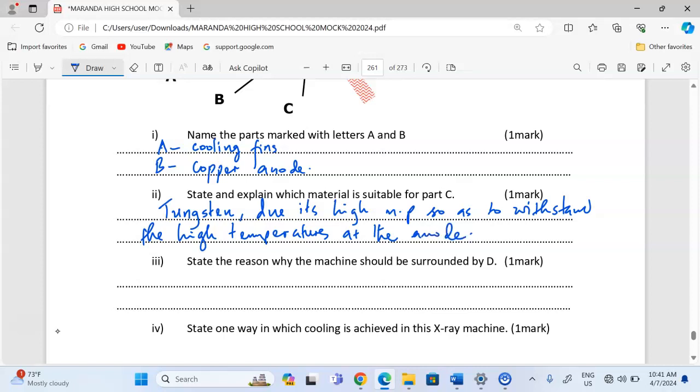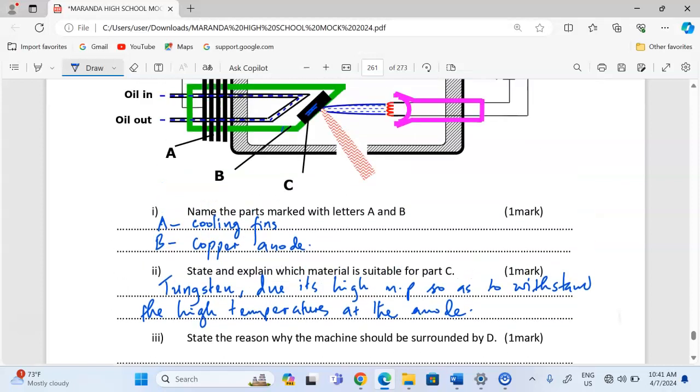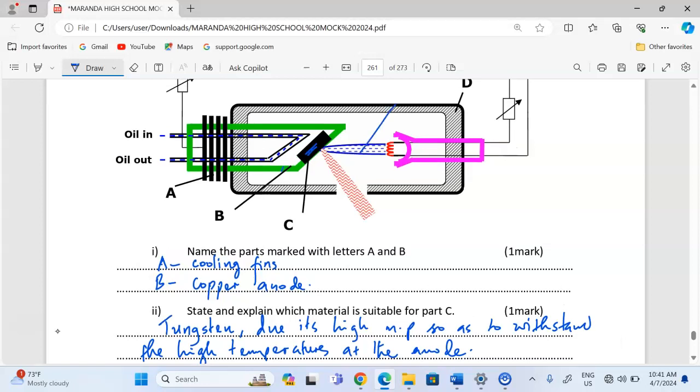So at the anode, we have energy conversion, whereby energy in the electrons is converted to X-rays, but a bigger percentage of that energy in the electrons becomes heat energy. So the heat energy now has to be dissipated away, or rather absorbed away, and the heat energy is absorbed away by having the anode made of copper.